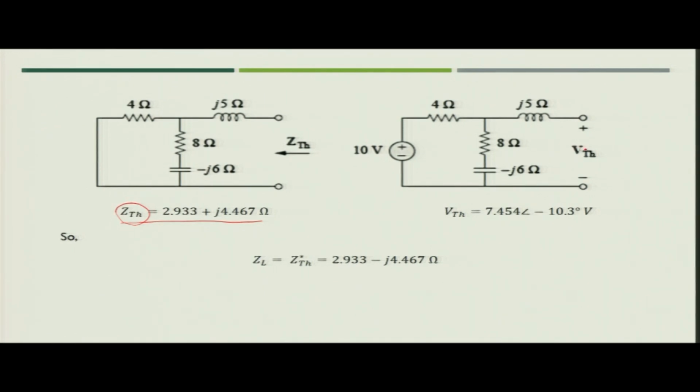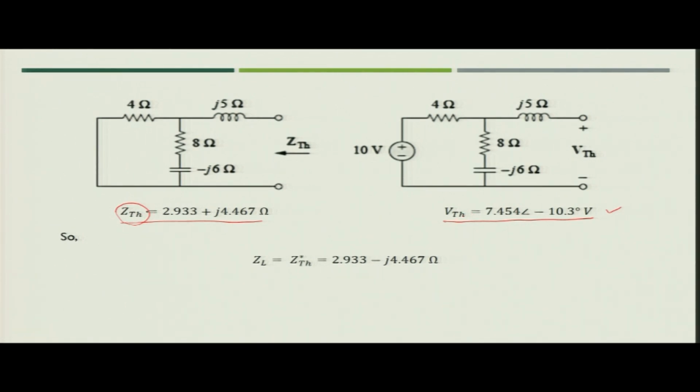Now, you need to find the value of VTH. How will you be able to find VTH? This is a simple circuit where you can utilize the voltage division concept. So, VTH will be nothing but 8 plus minus J 6 divided by 8 minus J 6 plus 4, into 10. When you solve, you get VTH as 7.454 angle minus 10.3 degree volt. Now, you have VTH and ZTH.